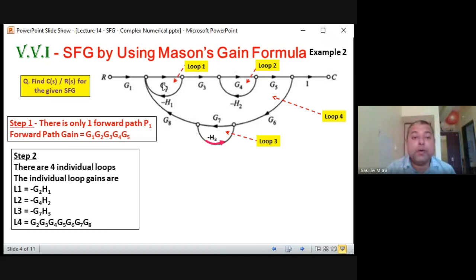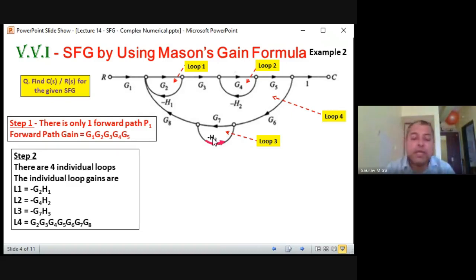Okay, so in this case, loop 1 has these two nodes and loop 2 has these two nodes. So there is no common node between loop 1 and loop 2, hence loop 1 and loop 2 are non-touching. Loop 2 and loop 3 are non-touching because they are not sharing any common node. And again, loop 1 and loop 3 are non-touching. So there are three pairs of non-touching loops. That is the actual count of pairs of non-touching loops.